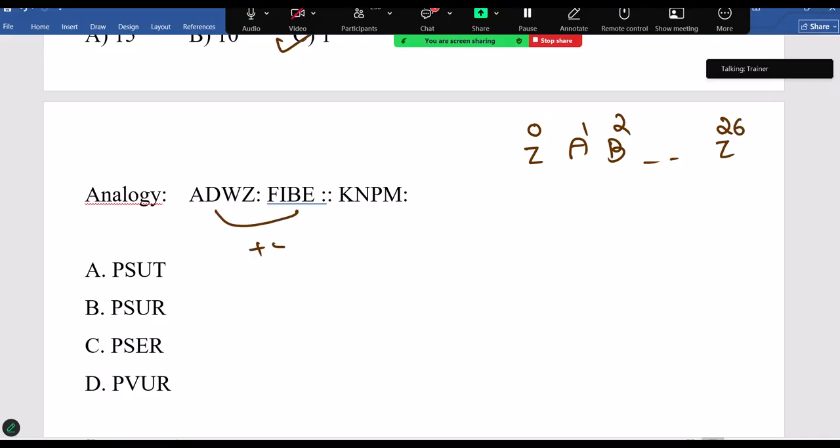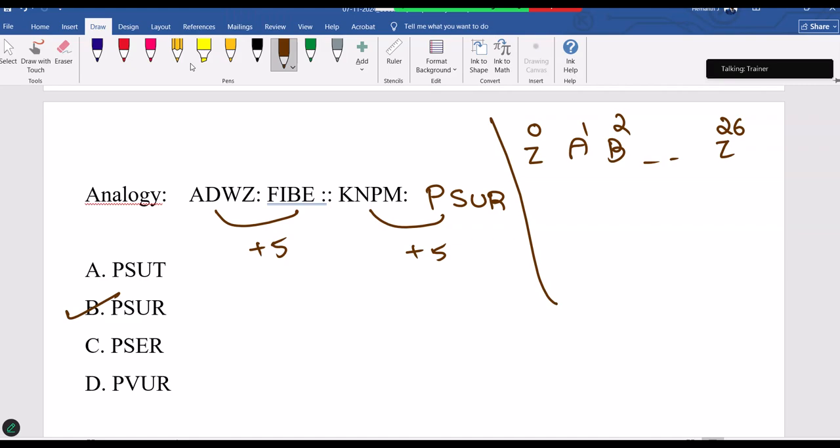It's plus 5 logic here. If you apply plus 5 logic, 11 plus 5, 16. 14 plus 5, 19 means yes. P is 16, 16 plus 5, 21 means U. M is 13, 13 plus 5, 18 means R. Perfect. Option B is correct. PSUR is correct.